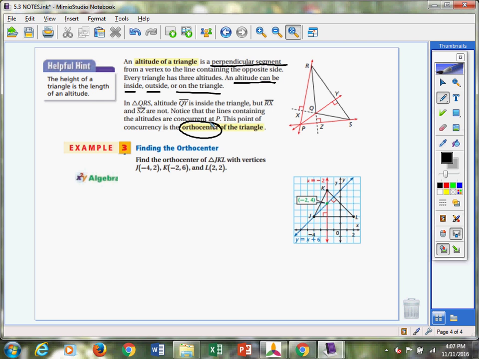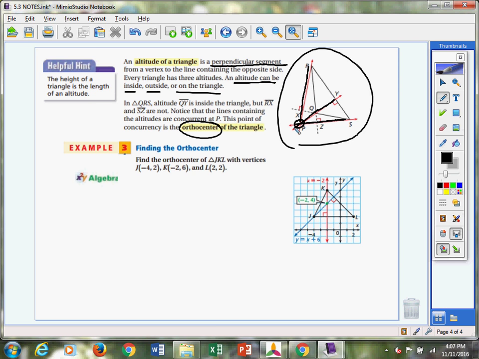In this one that's graphed to the right here, the orthocenter is actually outside of the triangle. You have one altitude that's inside, so that QY altitude is inside the triangle, but if you start with letter S, S is outside, so SZ forms an altitude, and RX forms an altitude, and where all 3 of these converge at point P, that is what we call the orthocenter of the triangle.